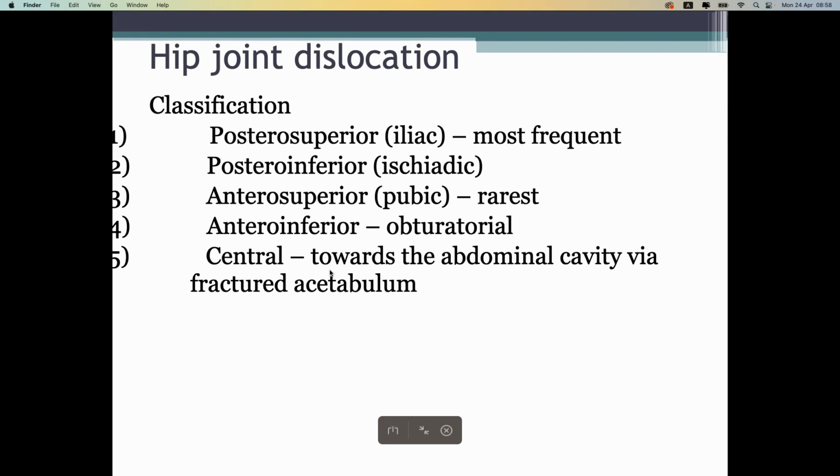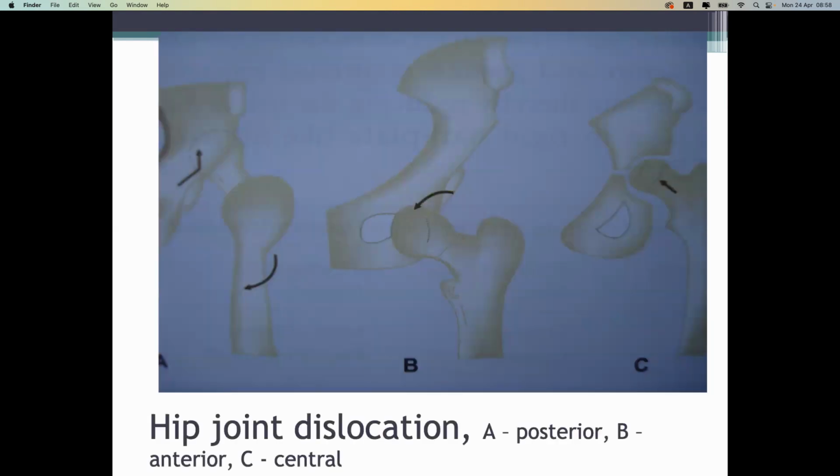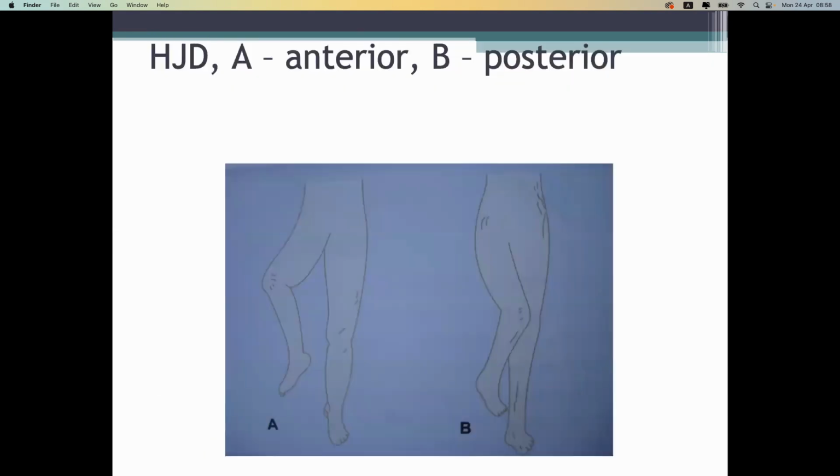Sorry. Okay, anterior, posterior, and central dislocation. I hope you remember the classification of the shoulder joint dislocation can be anterior, posterior, and superior, right? Not superior, but lateral. So here it's demonstrating the different types of dislocations.